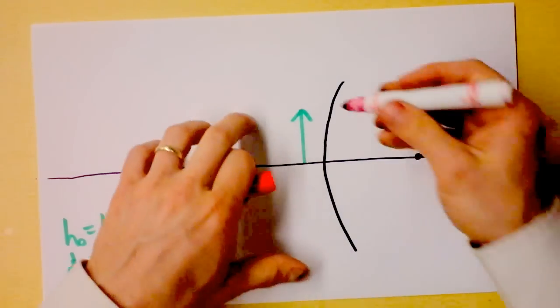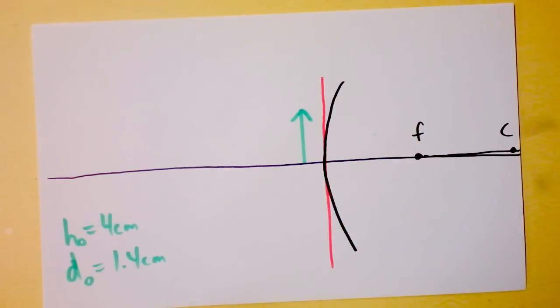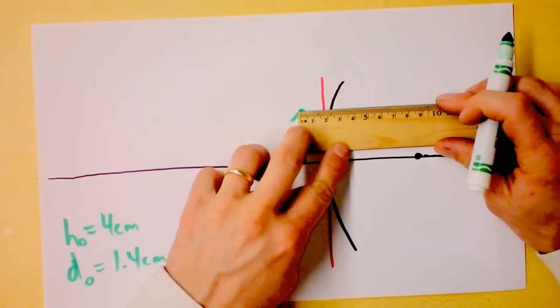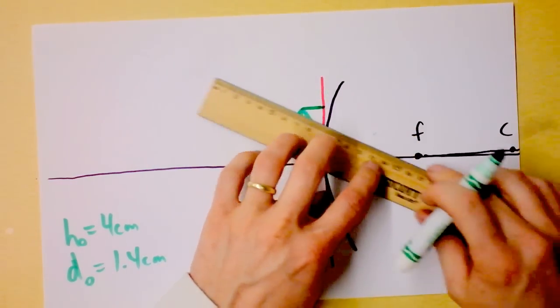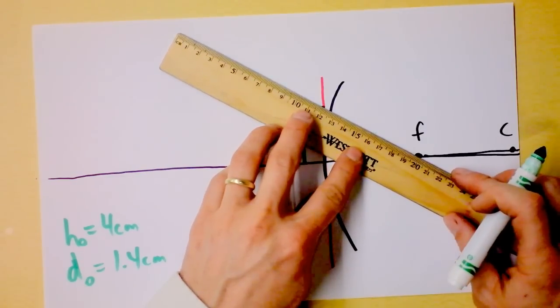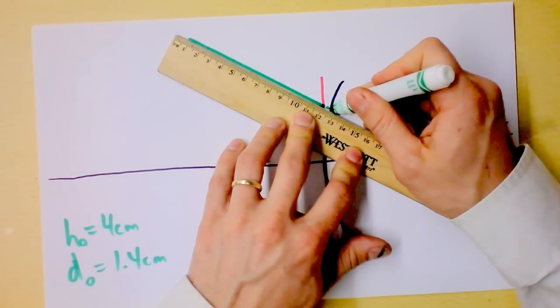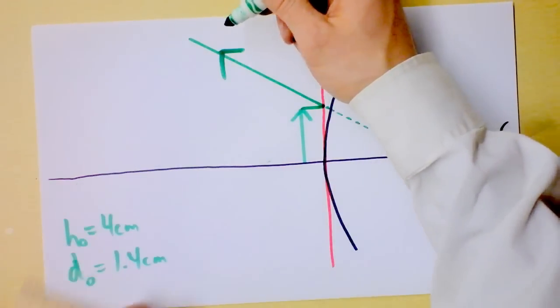We need a line of action for this mirror. Here's the line of action for the mirror. This one's going to be a little bit silly. We need some rays. First, P ray. P ray comes in parallel, hits the line of action for the mirror, and seems to have come from the focus. Here it is. Seems to have come from the focus. So it'll be going out like that, and I can draw you some dotted lines over here. Pew! That's our P ray.